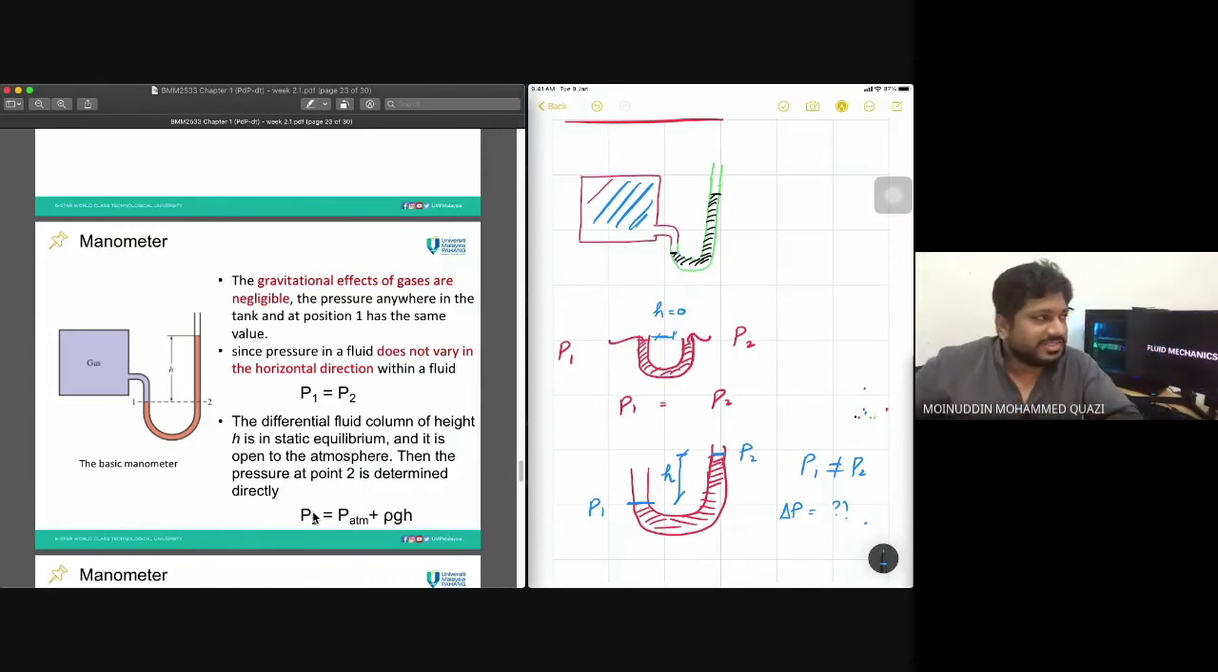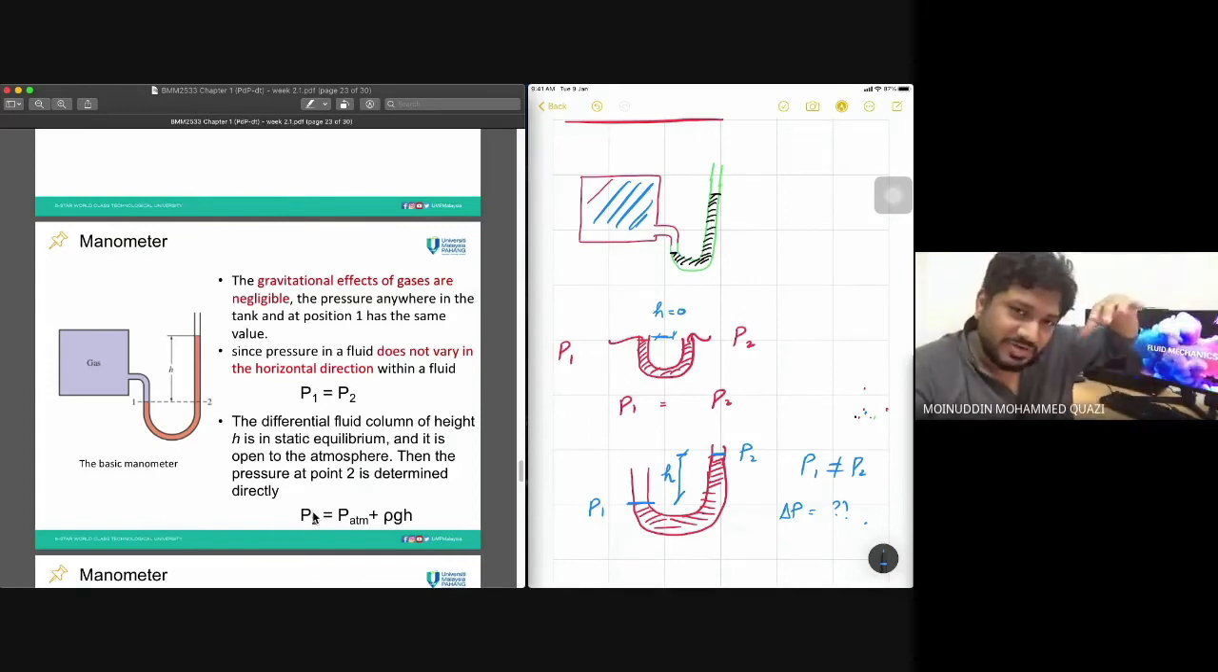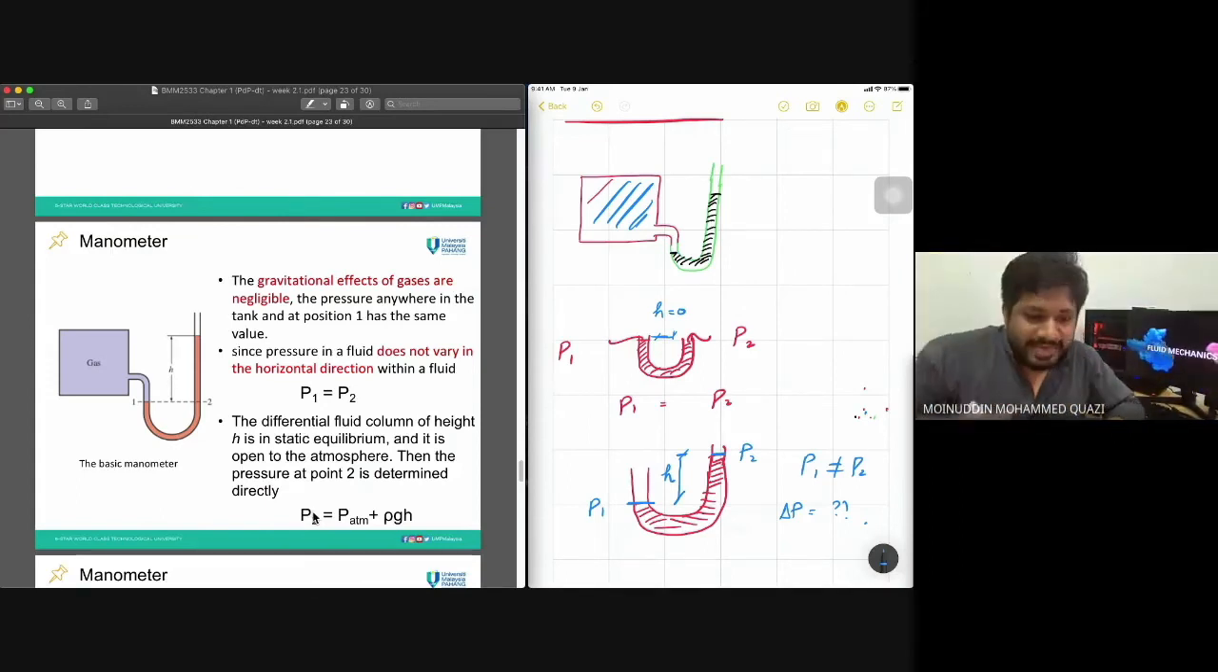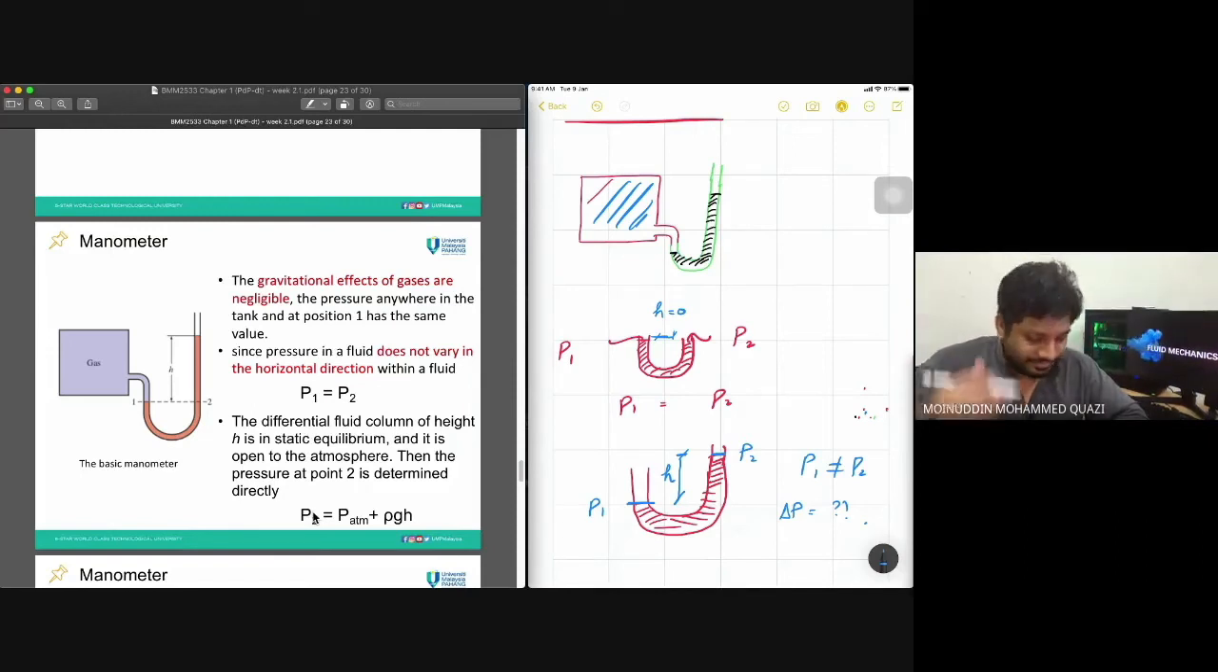Now in this picture, we attach a manometer to the gas cylinder. The gas cylinder pressure acts on one end, and on the other end the fluid moves. The manometer fluid moves. We put a heavy fluid inside a manometer. So this is what happens. Okay, so how to do the calculation? How to find the pressure inside the gas cylinder? What is the pressure in the gas cylinder? This is the question. That's a big question.